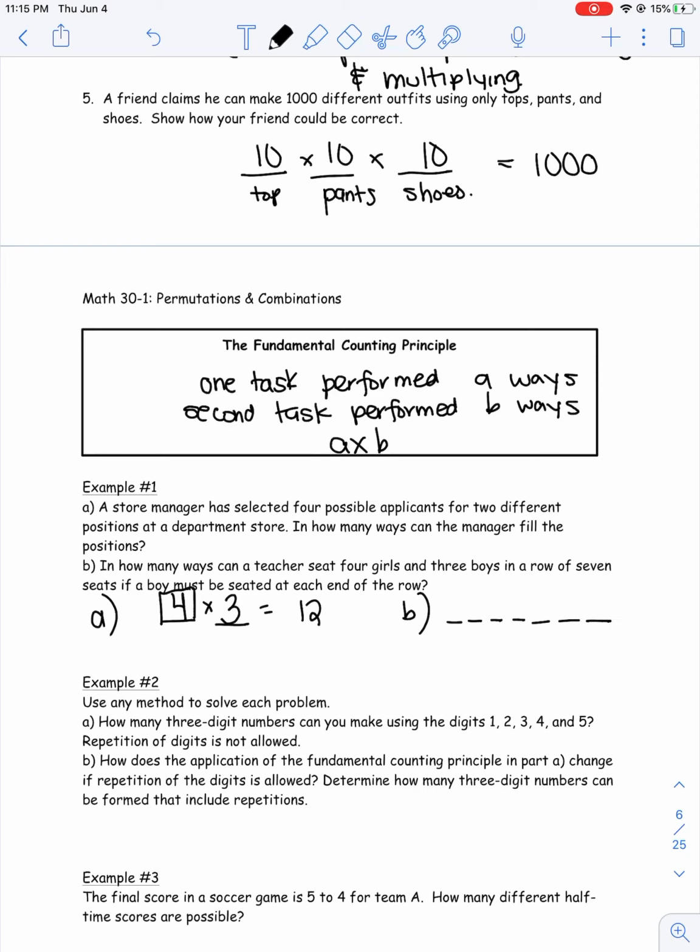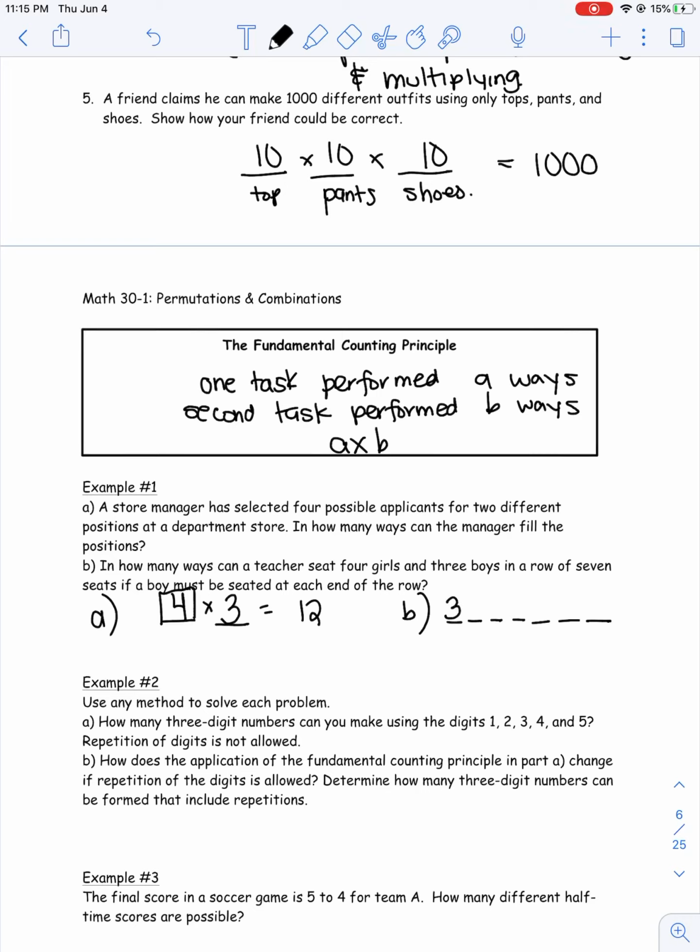So there's 7 seats, so I write 7 spots to represent that. They want 3 boys in a row, and a boy must be seated at each end of the row. So there has to be a boy. Well, we have to first look at how many boys there are. We know there's 3 boys, so we start with the boys on the ends. So if there's 3 boys, I'm going to put 3 here.